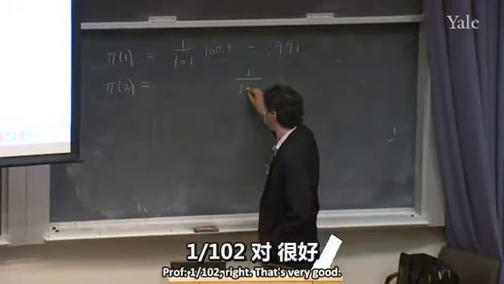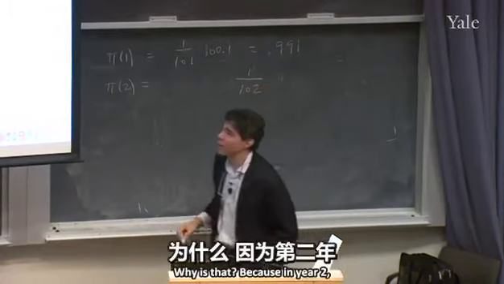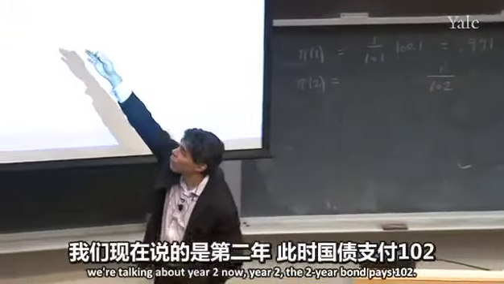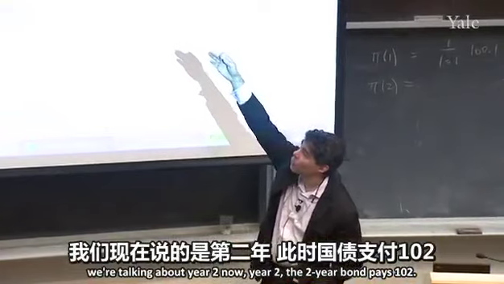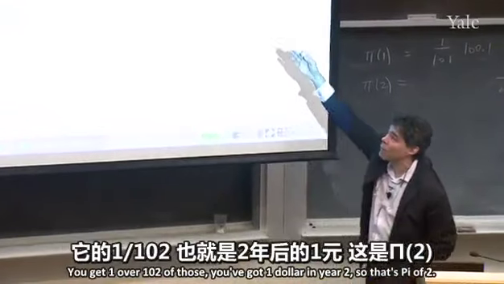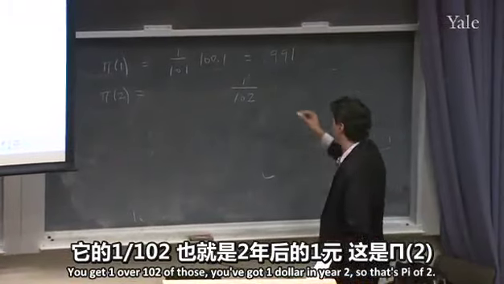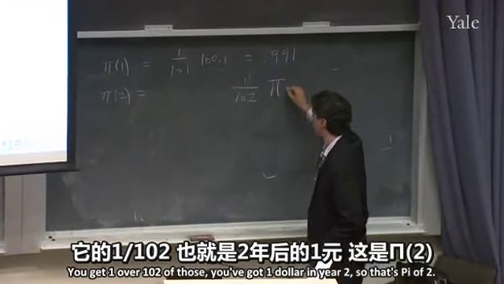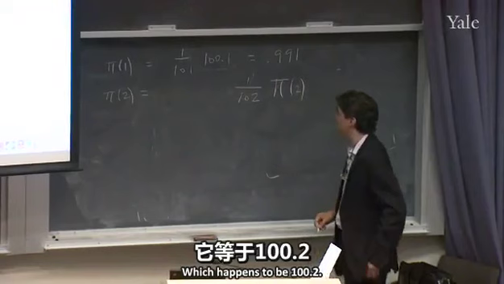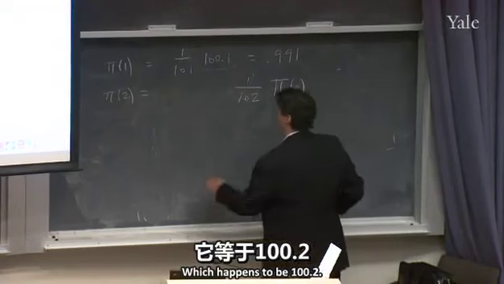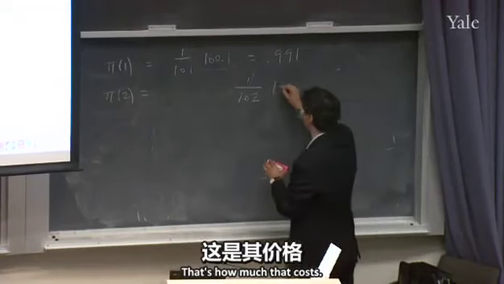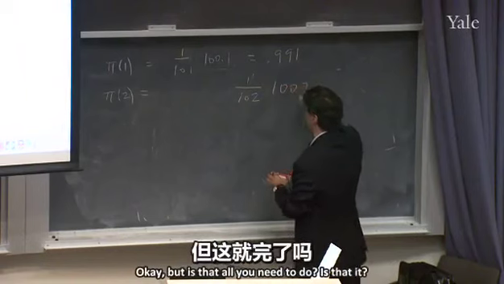1/102. That's right, that's very good. Why is that? Because in year 2, the 2-year bond pays 102. If you get 1/102 of those, you've got $1 in year 2. So that's pi of 2, which happens to be 100.2. That's how much that costs.